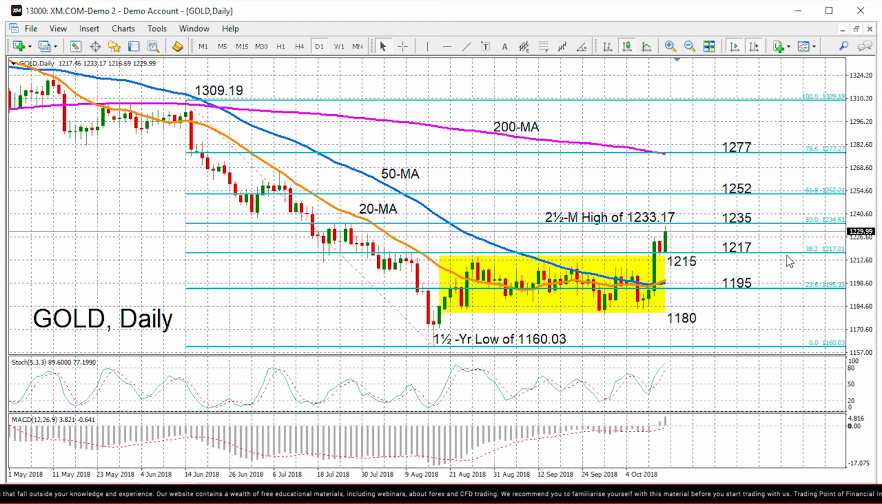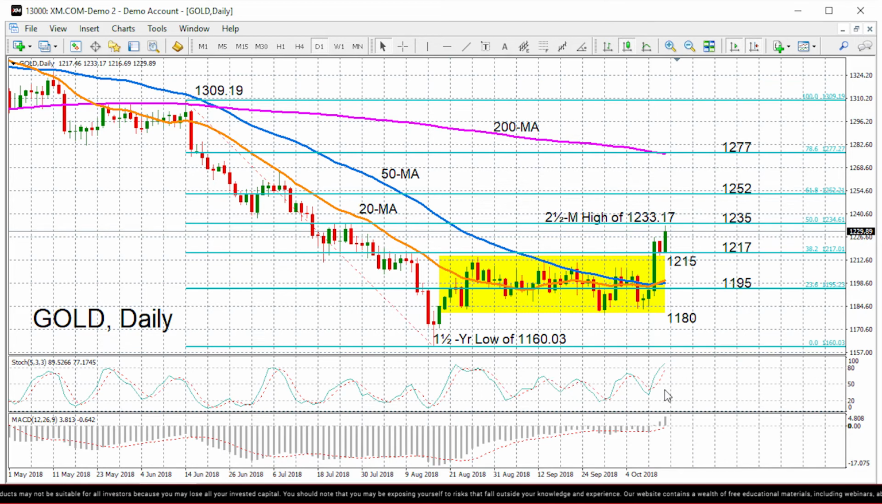if prices broke below the 38.2% Fibonacci, that would take the precious metal back inside that neutral range, and then we have the 23.6% Fibonacci at 1,195. So that's just below the 1,200 level being still a very critical area. A drop below it could see gold heading back towards the bottom of that neutral range at 1,180, and then a slip below that would open the way towards that 1.5 year low of 1,160 that we saw back in mid-August.